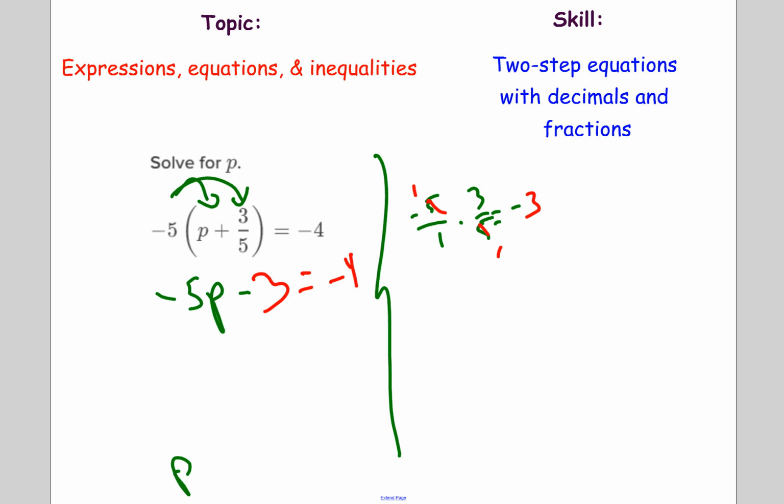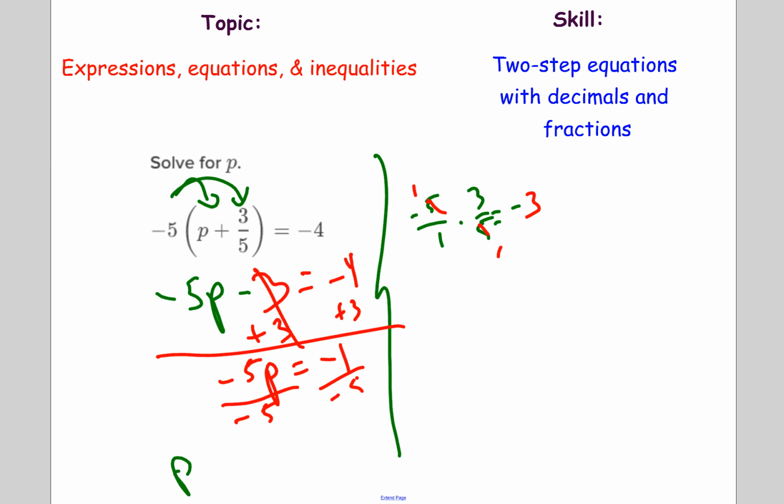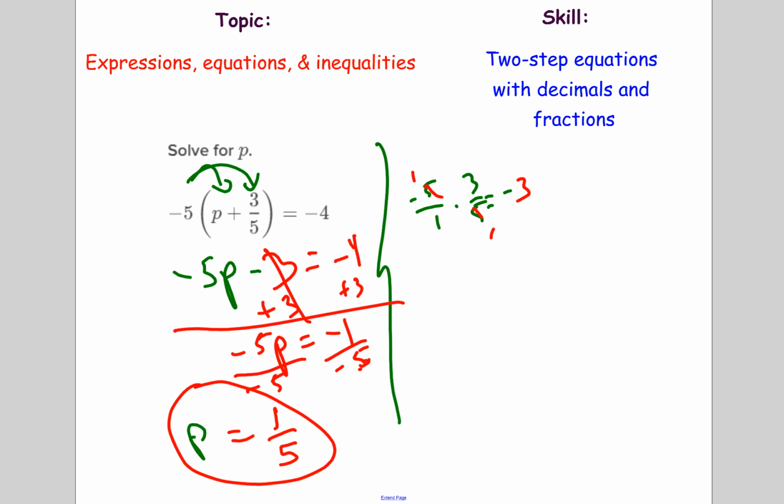So what can I do now to help get p by itself? Well, I'm going to add 3 to both sides, make a 0 pair on this side, leaving me with -5p is equal to -4 plus 3 is -1. Now I'm going to divide both sides by negative 5. Negative 5p divided by negative 5 is 1p equals negative 1 divided by negative 5. A negative divided by negative is a positive. So p is equal to positive 1/5.